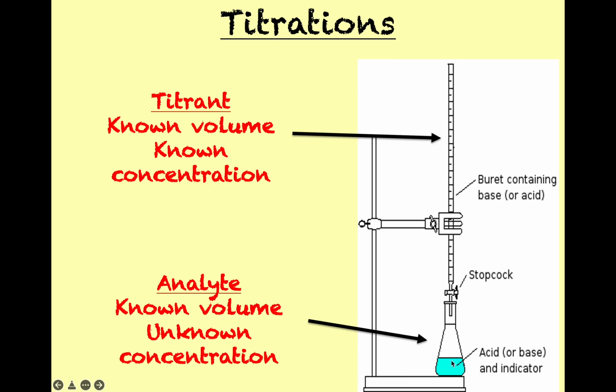And then we have an analyte here that is the opposite of whatever this was. So if this was a base, this would be an acid, or vice versa. Now we do know this volume, we can put it in a graduated cylinder, but we do not know its concentration. And the whole idea of this experiment is to determine its concentration.